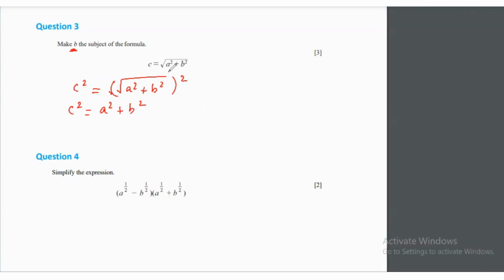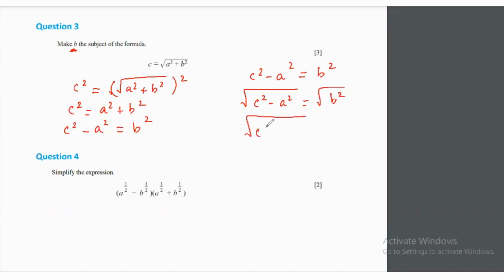Next step is to get rid of A square because we need to isolate B. So we will subtract A square from the left-hand side, because on the right-hand side it was being added. If we move it to the left-hand side, it forms the opposite operation. So what we're left with is C square minus A square equals B square. Now the only thing we need to get rid of is the square on top of B. For that, we will square root both sides. So the final answer is the square root of C square minus A square equals B.